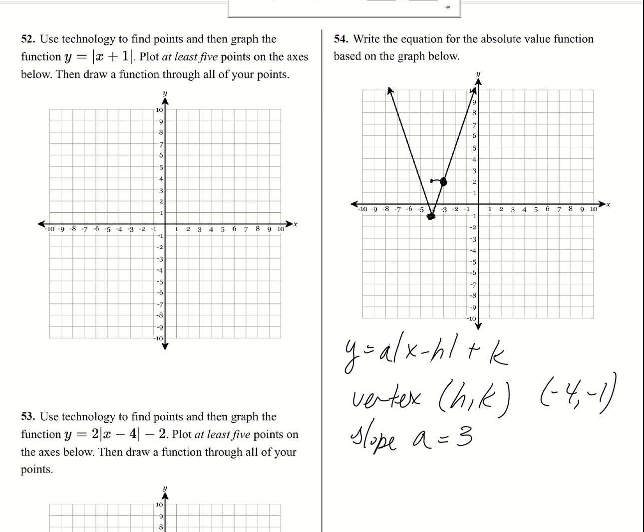So then when I'm writing this, I would say y is equal to a, which is 3, times the absolute value of x. Now it's x minus h, so we have to flip the sign. We have to do the opposite of whatever the vertex point is. So it's x plus 4, minus k, or sorry, plus k, which is -1. So I'm going to say -1.